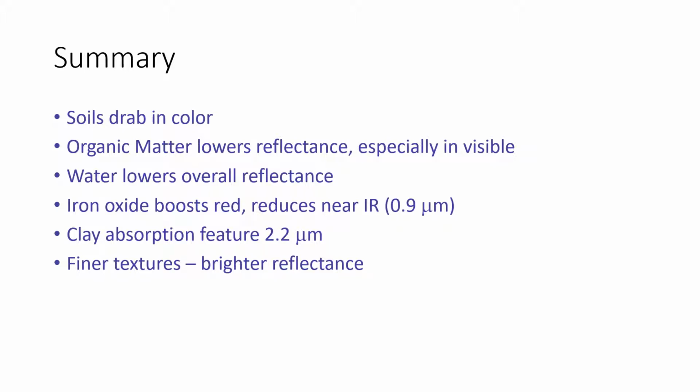Summary: soils are dull in color. Organic matter lowers reflectance, especially in the visible. Water lowers overall reflectance. Iron boosts the red. Clay creates absorption features at 2.2. Finer texture soils have brighter reflectance.